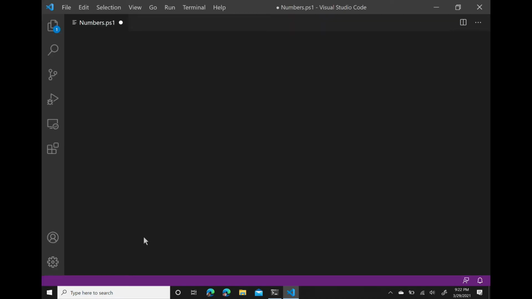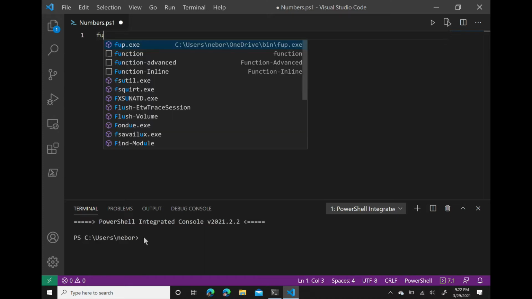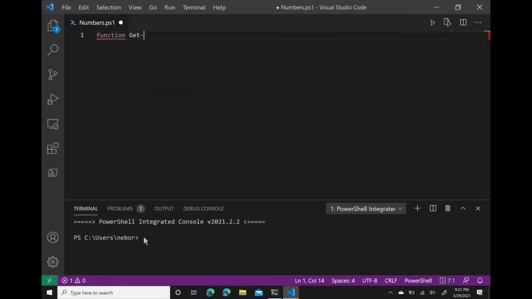Okay, so I want to take a number, and I want to convert it to a string of binary digits. So let me write a little function that takes the number and returns an array of binary digits. So I'll say function Get-BinaryDigits, and it takes a number as a parameter. I'm just giving the parameter the name number. I could call it n or whatever.